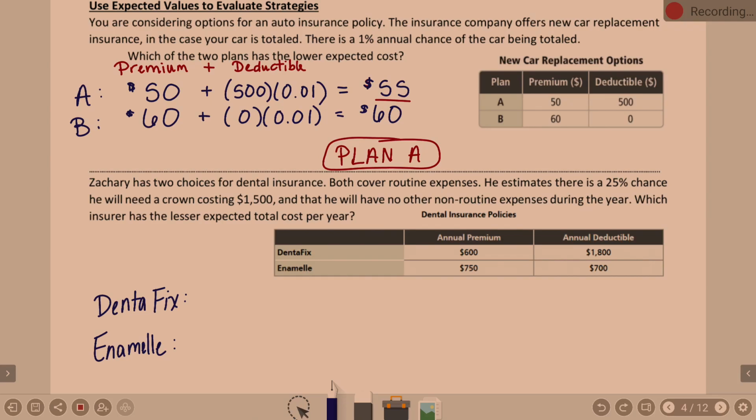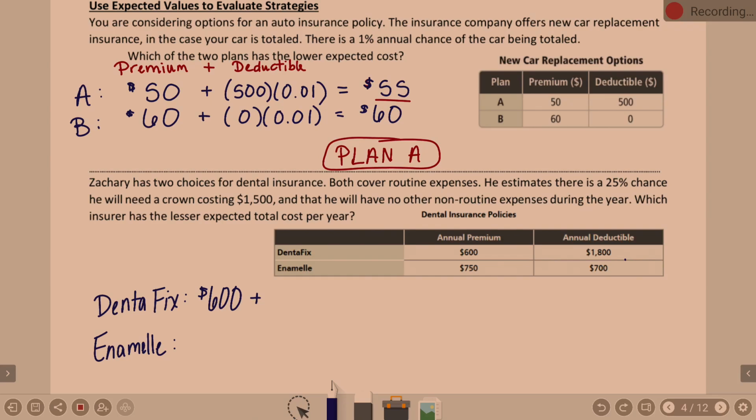Okay, so let's look at Dentifix. What do we know he has to pay? We know he has to pay $600 plus. Does the cost of the crown have to do anything with this? Yes, it does. Definitely. Okay, is he going to have to pay this deductible? Yes. What's the chance he's going to have to pay something toward the deductible? 25%. 25% chance he has to pay towards the deductible.